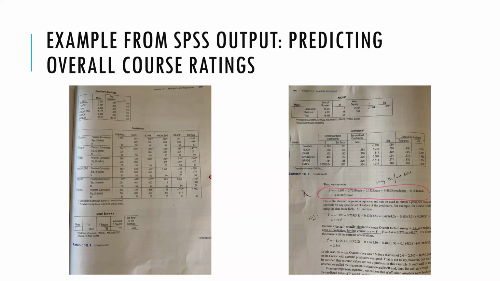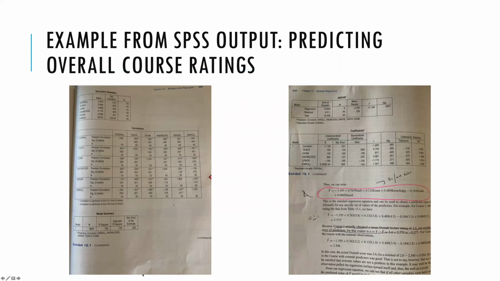Here we're looking at the relationship between 5 different variables and overall course rating. So you have 50 students giving a rating for a course overall. They were also asked to rate different things about the course: rate the teacher, rate the exam quality, rate the teacher's knowledge of the subject material, rate your grade in the course, and rate the enrollment, or tell us how many people were enrolled in your class.